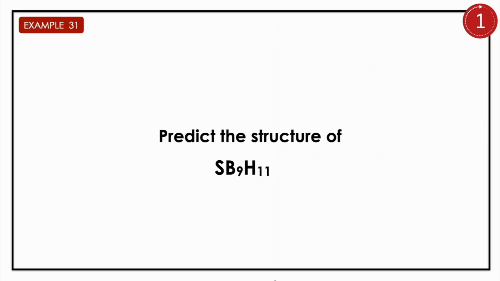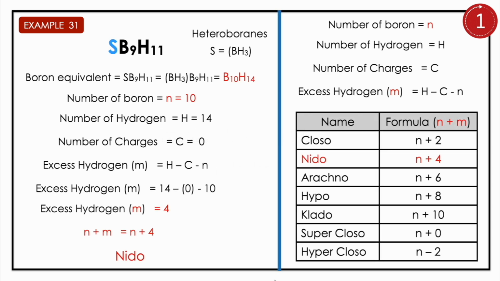Then the next example, here you have SB9H11, sulfur with boranes. You should find the structure of the molecule using Wade's rule. The given compound is SB9H11. S is the heteroatom. We should find the boron equivalent. Sulfur is in the oxygen group. It is a 3 plus 3 system. So the boron equivalent will be BH3. If you substitute BH3 for sulfur, the formula becomes BH3B9H11. If you rewrite it, you get B10H14.